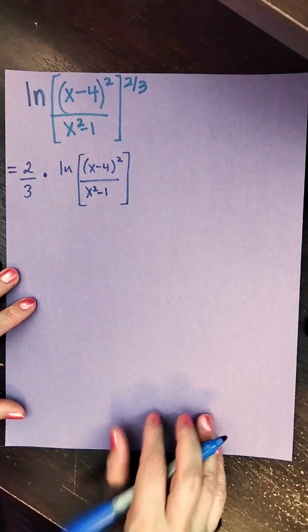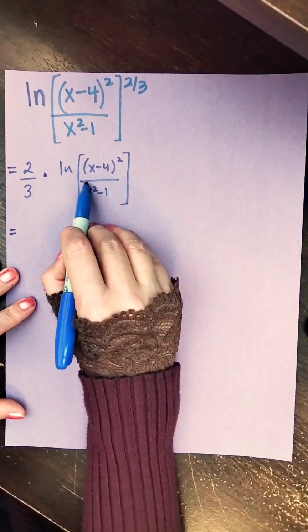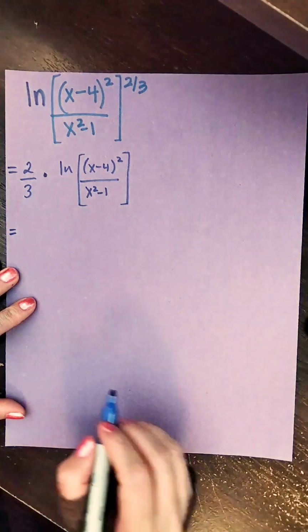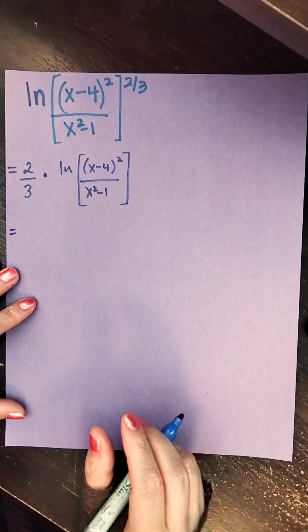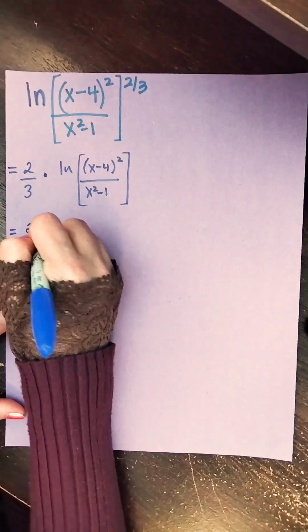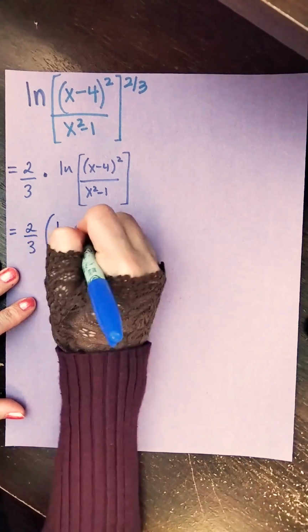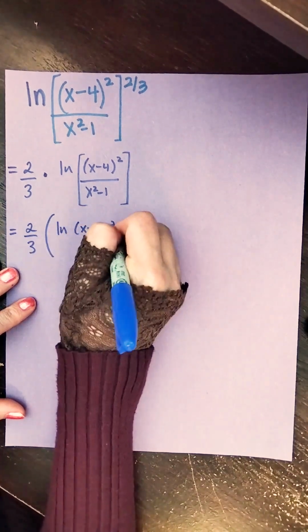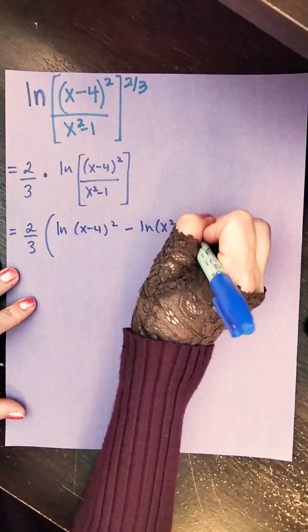And then the next thing I notice is we're taking the natural log of a quotient. And when you have the natural log of a quotient, you can write it as the natural log of the numerator minus the natural log of the denominator. So we have 2/3, I'll put parentheses here. We have the natural log of the numerator minus the natural log of the denominator.